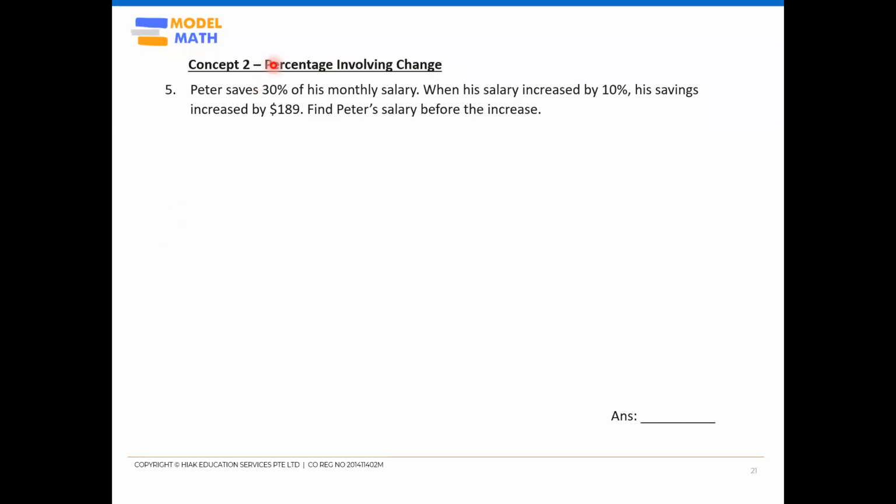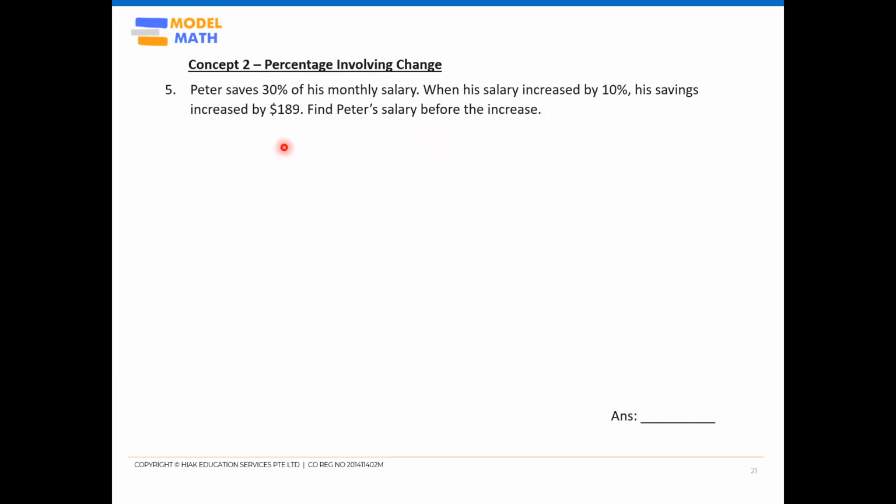Okay, so this is on the concept of percentage involving change. So let's look at this question. Peter saves 30% of his monthly salary. When his salary increased by 10%, his savings increased by $189. Find his salary before the increase.